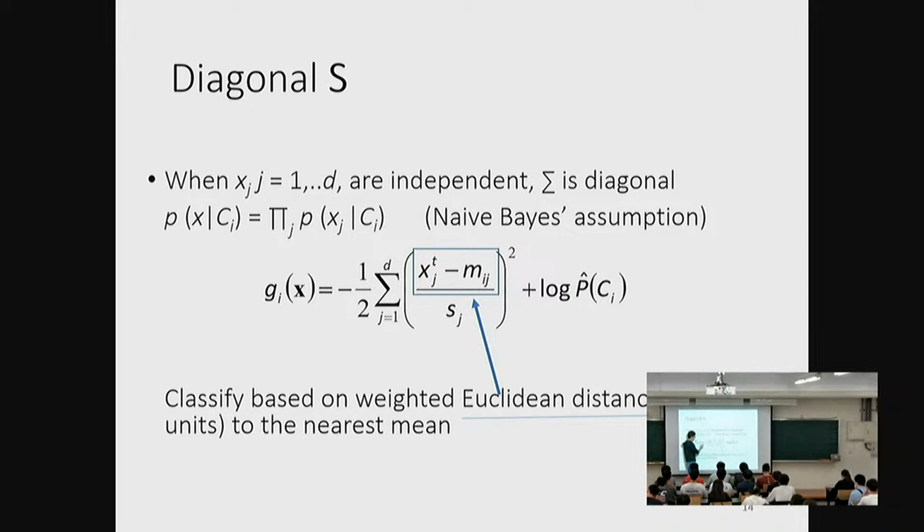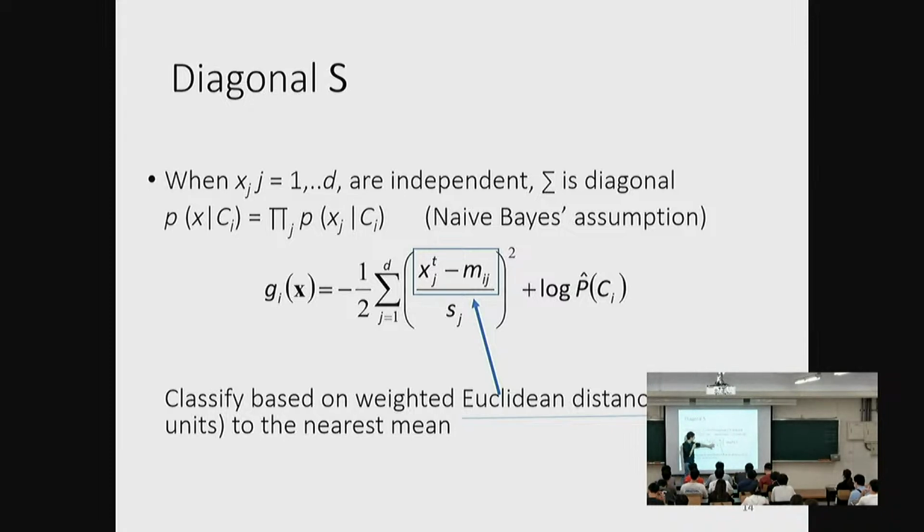So now it becomes minus 1/2 times the sum from j equals 1 to d, where d is the number of features you have. For each dimension, you take the feature minus that class's mean of that jth feature, square it, and divide by only the variance with respect to that feature. You don't care about the other features anymore, because there's no correlation between them. There's no inverse you need to compute; you only have a division to do. Plus the log of P of Ci.